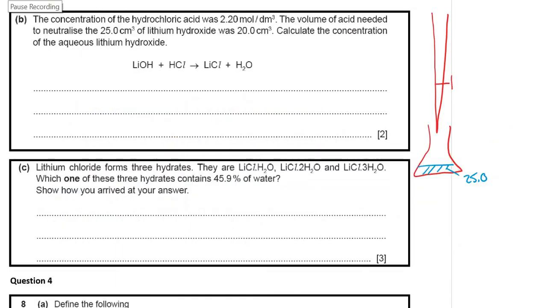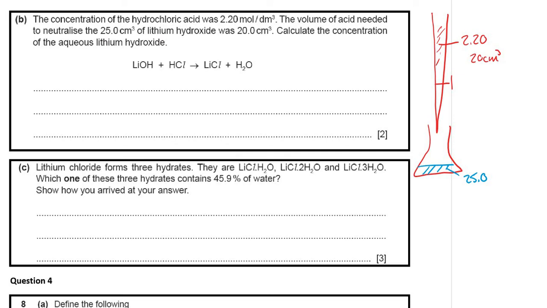Now we come to the titration calculation part. You can see I've just drawn a quick picture here. I would recommend you do that. It takes about 3 seconds, so you can work out what you've got in your burette is 2.20 moles per dm cubed, and we know the volume was 20 mils of the acid.